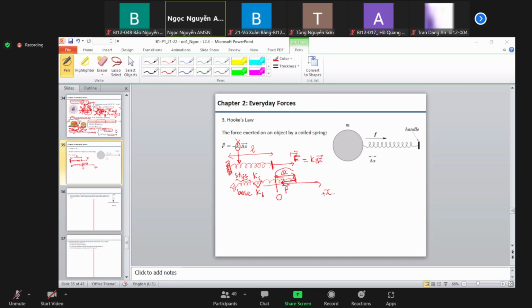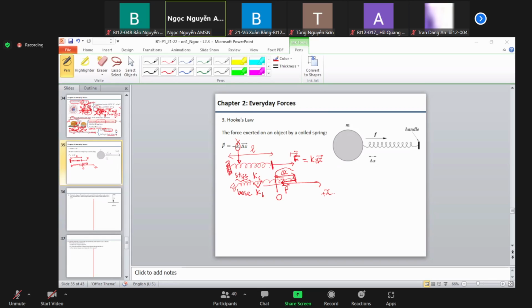P, okay, I call it pull. P stands for pull. FP is the force you act on the spring. And F here is the force the spring acts on you, or if you have an object here, the force you act on the object. This force has the opposite direction to the FP, so it will be equal to minus k delta x.